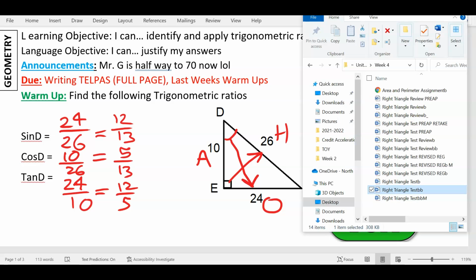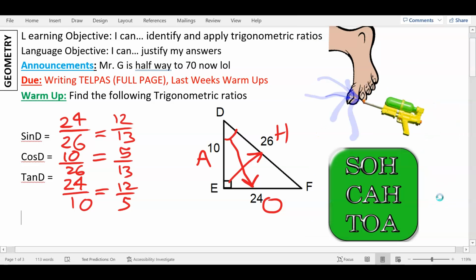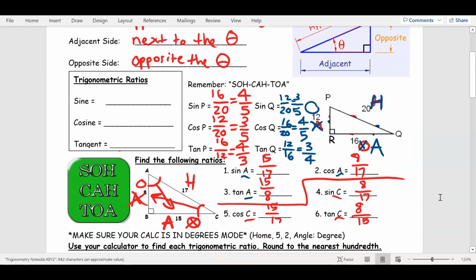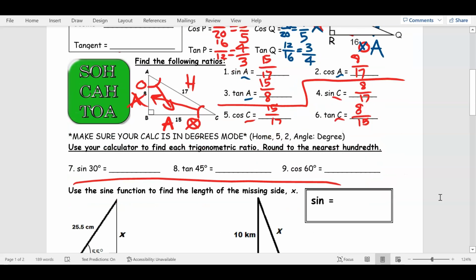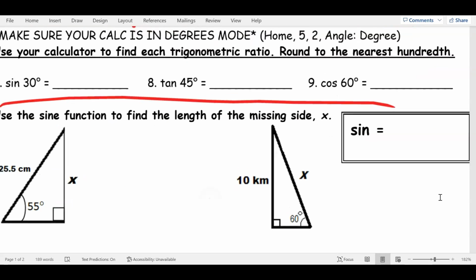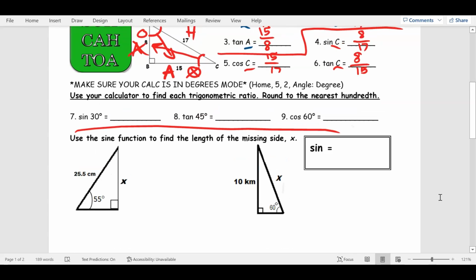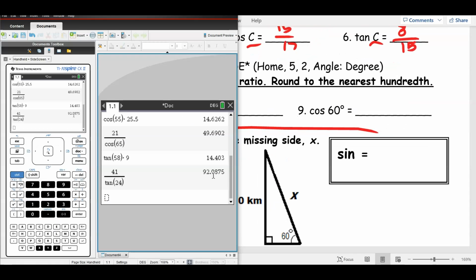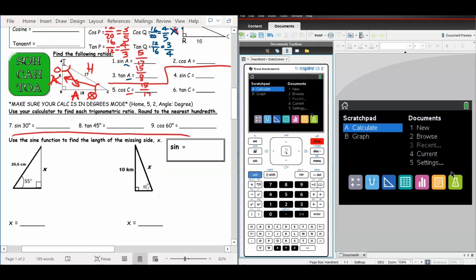I think we were on number 7. Let's see here. Is this looks weird. Oh well. All right, so here we are, number 7, 8, 9. Okay. I cannot write on it for some reason. Cool. Well, anyways, here we are, number 7, 8, 9. Oh, wait, let me make that big. And then you should be looking at your calculator, and then you have this right here.